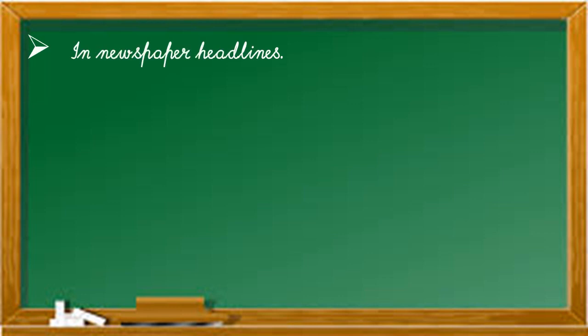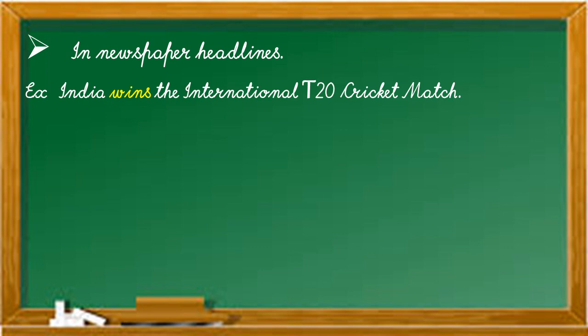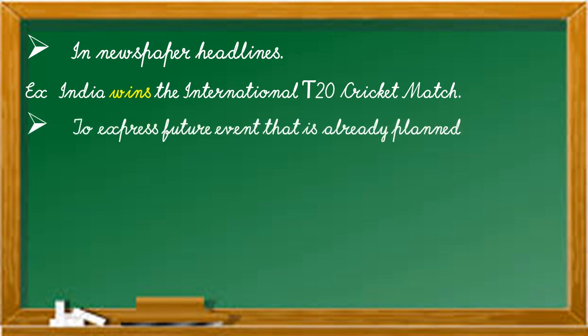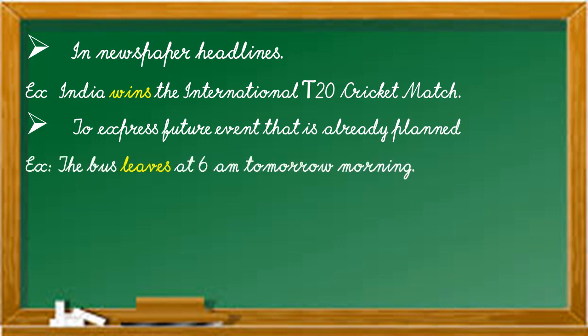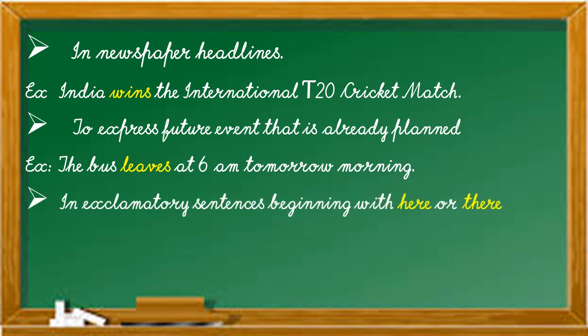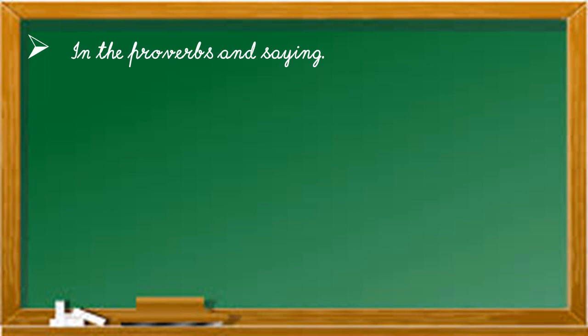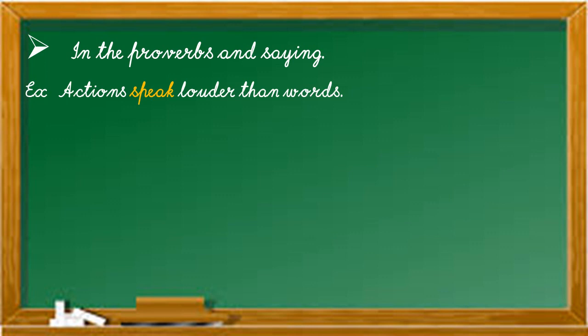Simple present tense is used in newspaper headlines. For example, India wins the international T20 cricket match. It is used to express an event that is already planned. For example, the bus leaves at 6 a.m. tomorrow morning. It is also used in exclamatory sentences beginning with here or there. For example, here come the ballet dancers. Simple present tense is used in proverbs and sayings. For example, actions speak louder than words.